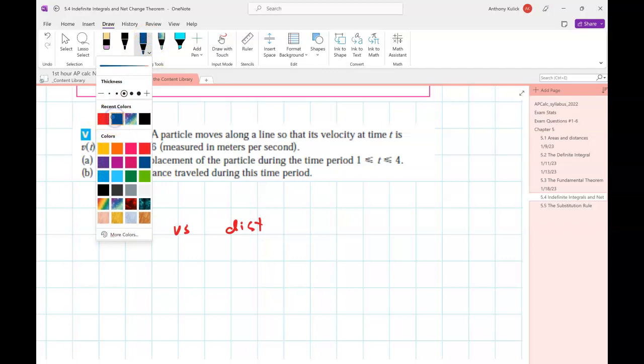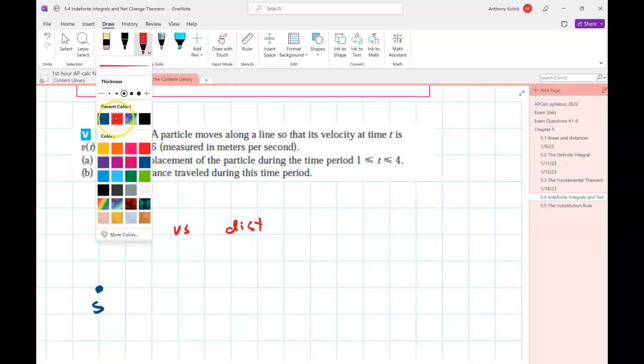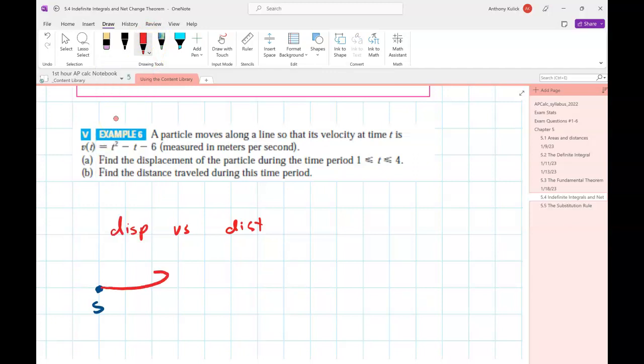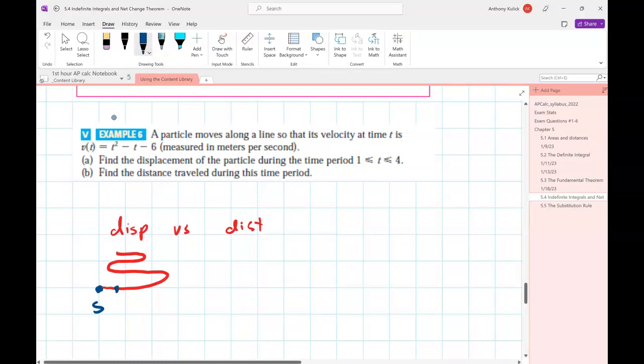So let's say that this is our start, and our particle did that. And this is just one dimension. Let's think about this as just two-dimensional motion. So the end was here. That distance is the displacement.